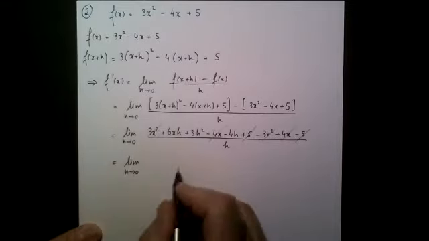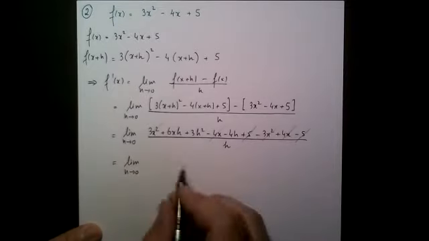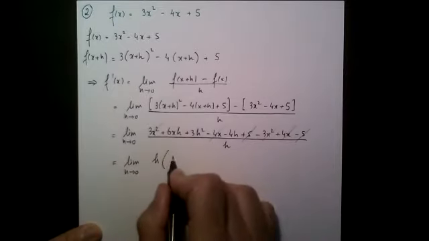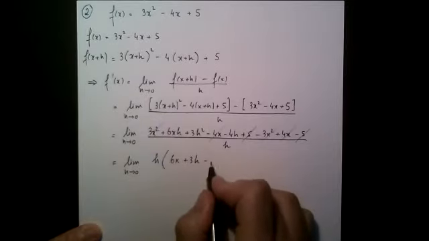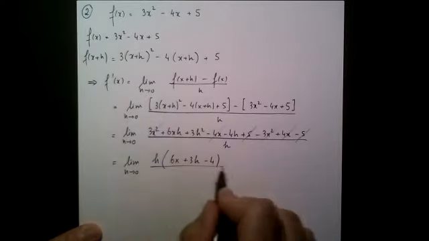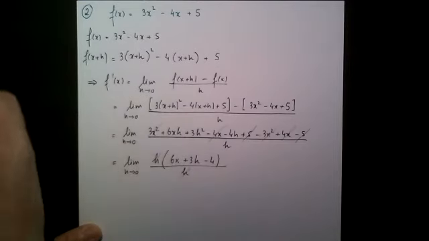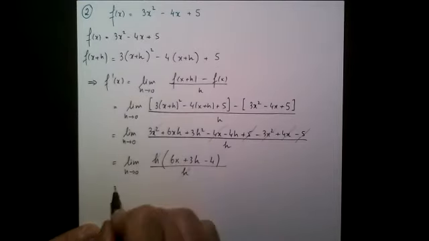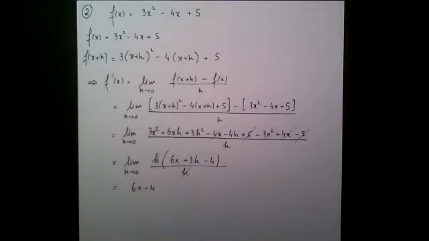Limit as h approaches 0, and I'm going to extract an h from each of these three terms. h times (6x plus 3h minus 4) over h. Cross out the h's, and then plug in h equals 0. You're left with 6x minus 4, which is pretty much what you all wrote on the chat.